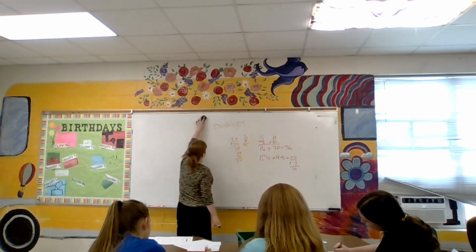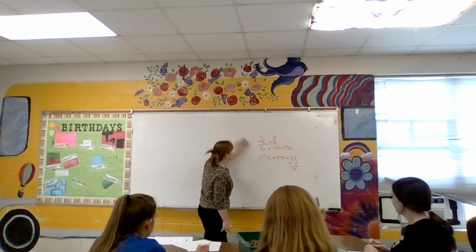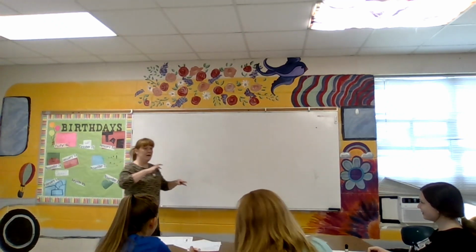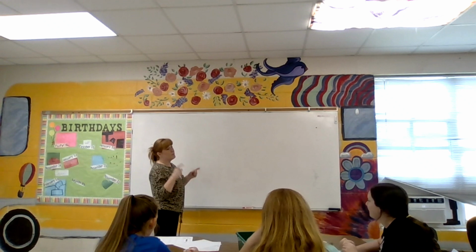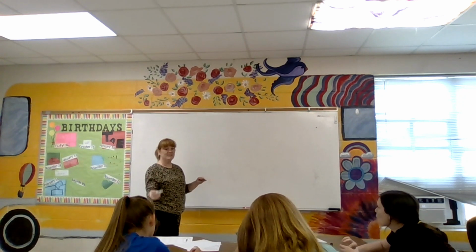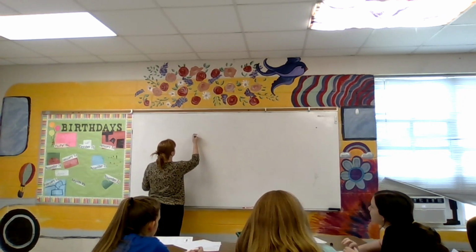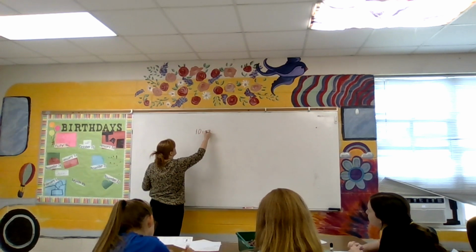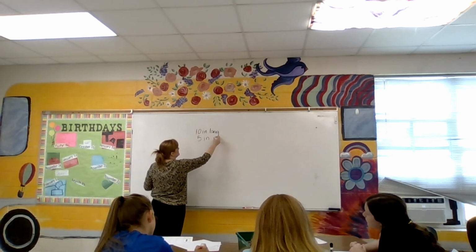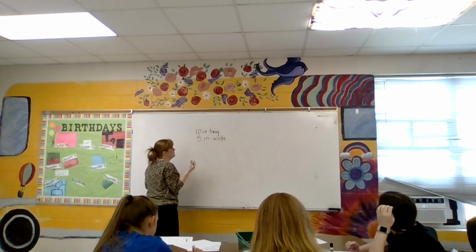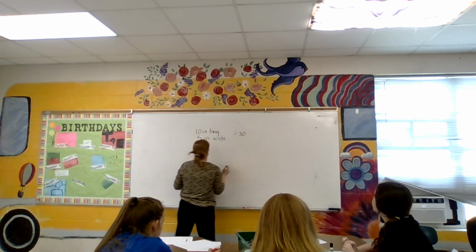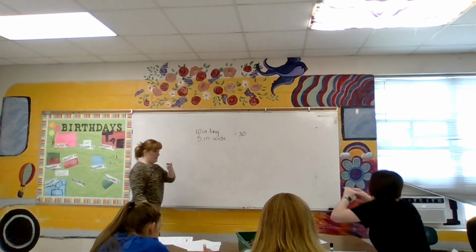Last thing we're going to do, and I'm going to need a volunteer. Who is someone that hasn't come to the board yet? Katie. We don't only need to know how to find the perimeter of a given shape, but let's say I give you the perimeter. Can we actually draw the shape? So, Katie, if I give you something that is 10 inches long and 5 inches wide, what's our perimeter going to be? 30.